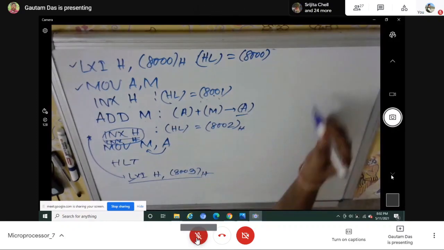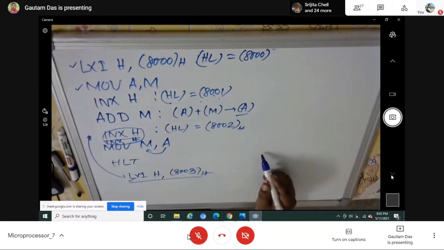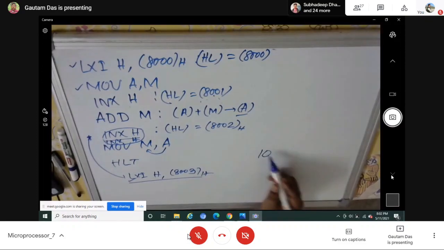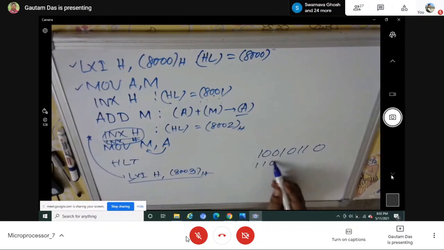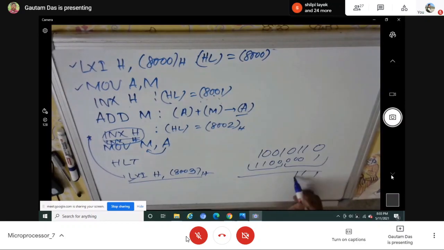No, you will never get that result. Suppose you are adding these two 4-bit data. What will be the result? 1 1 1 0 1 0 1 1 plus 1 0 with 1 carry. How many bits are you getting? 9 bits. Is it possible to keep it in the accumulator?